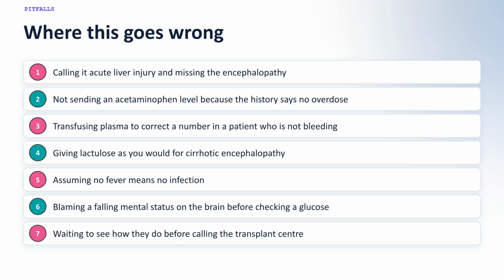7 ways this goes wrong. Missing the encephalopathy and calling it acute liver injury. Not sending an acetaminophen level because the history says there was no overdose. Transfusing plasma to correct a number in a patient who is not bleeding. Giving lactulose the way you would in cirrhosis. Assuming that no fever means no infection. Blaming a drop in mental status on the brain before checking a glucose. And the biggest one, waiting to see how they do before calling the transplant center.